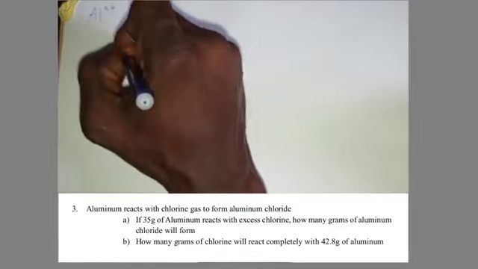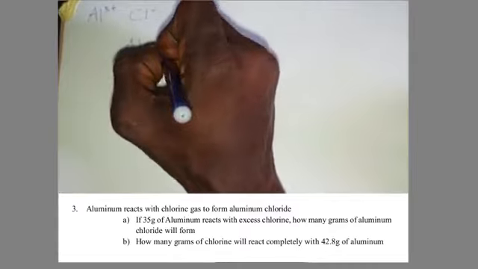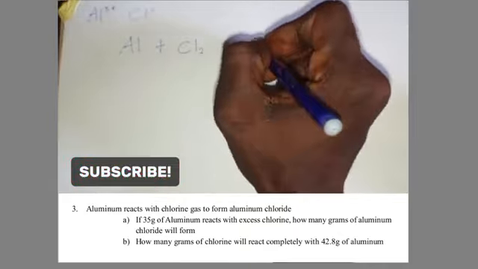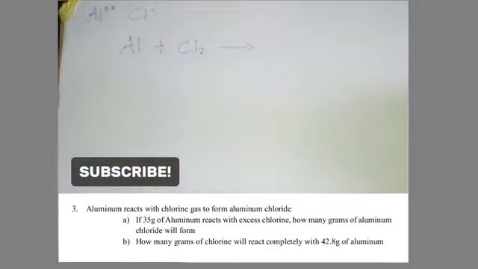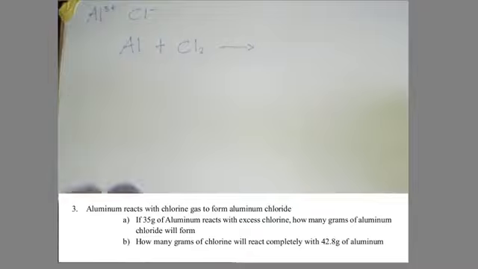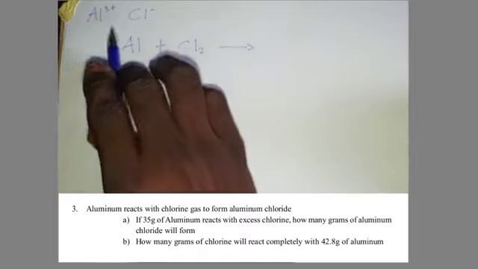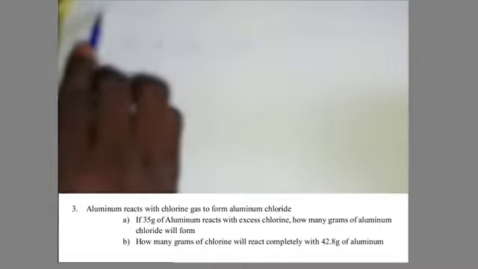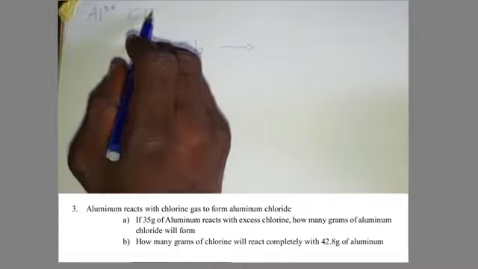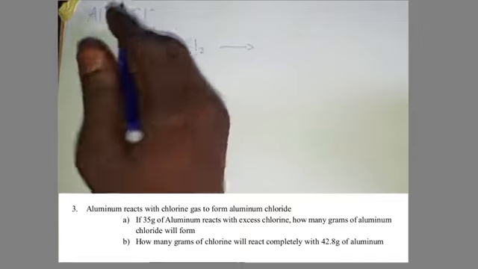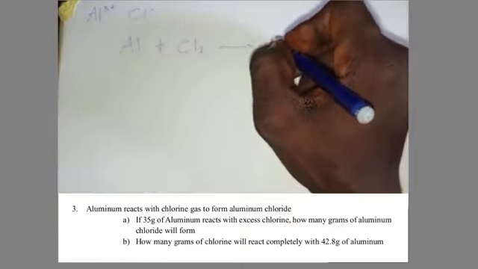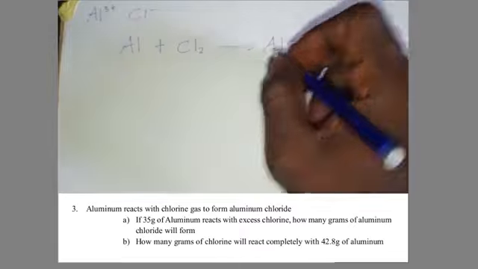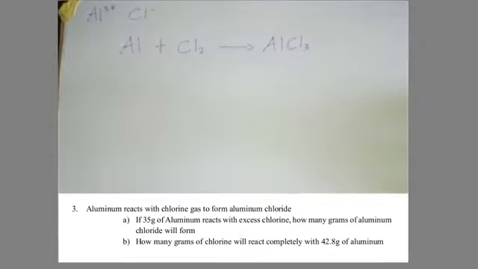Aluminum, Al, combines with chlorine gas, that is Cl2, to produce what? Now we need to find the formula for aluminum chloride based on the information we have above. So the correct formula for aluminum chloride is going to be, the 3 goes down here. Now the magnitude here is 1, the 1 goes down to this side. So the correct formula for aluminum chloride is going to be AlCl3.